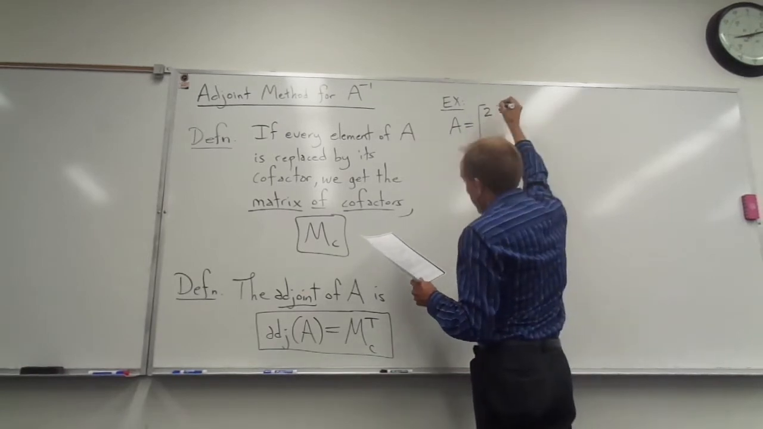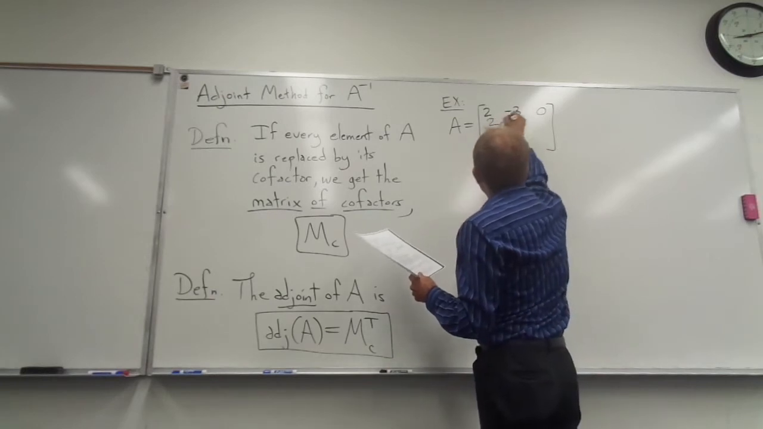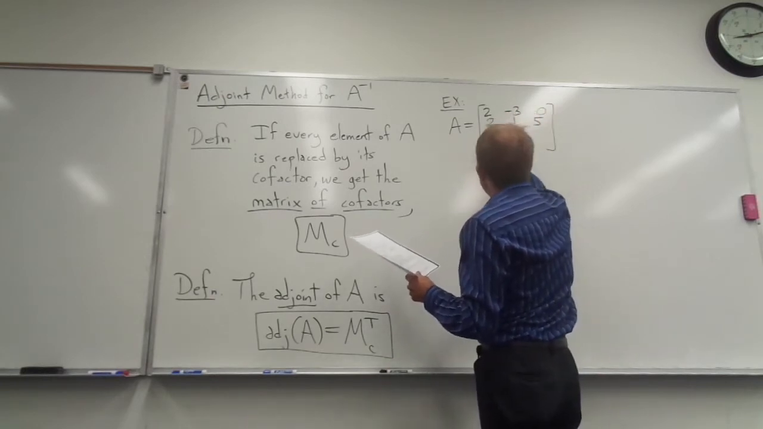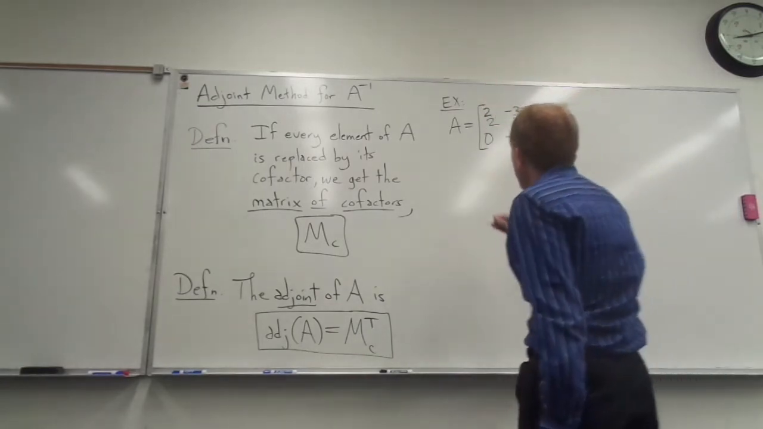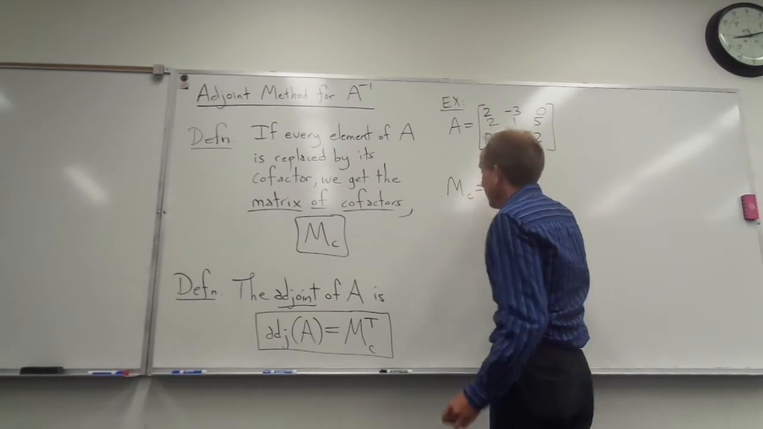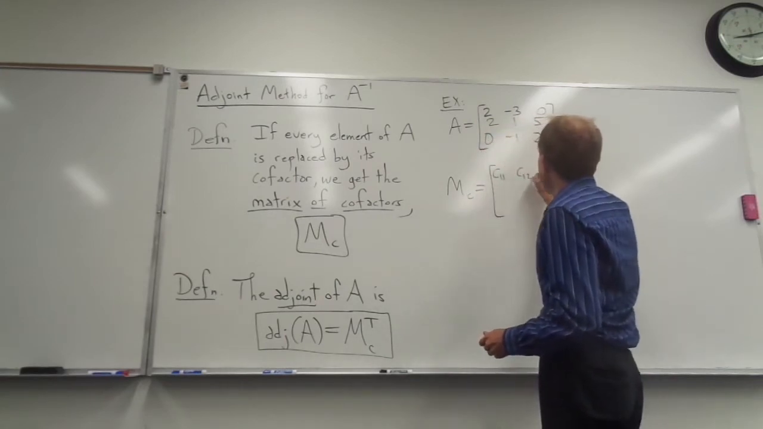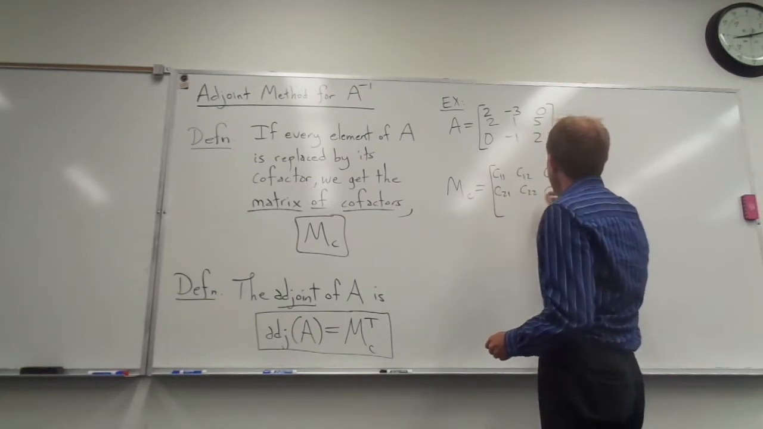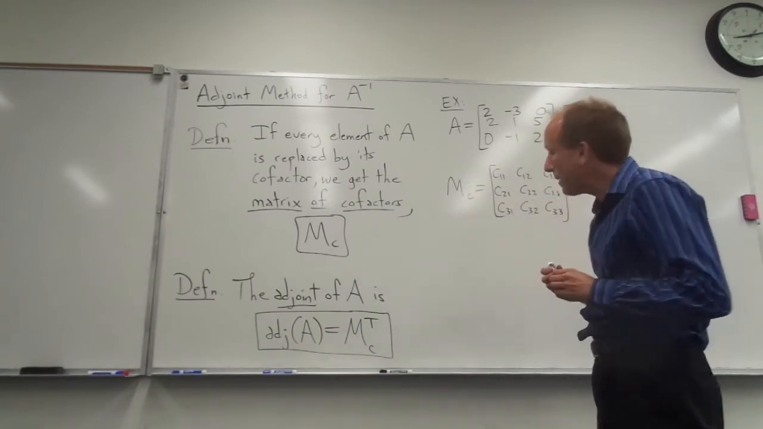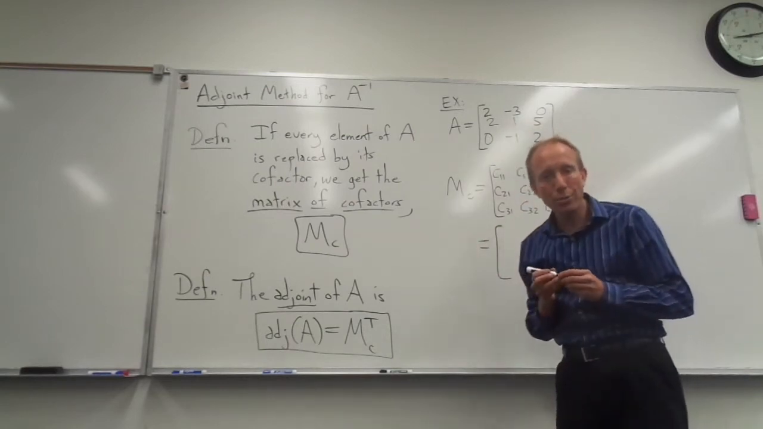So here's an example of a matrix: 2, -3, 0, 2, 1, 5, and 0, -1, 2. Okay? What we're going to try and do is write down the matrix of cofactors. So the matrix of cofactors is just the matrix C11, C12, C13, C21, C22, C23, C31, C32, C33. Right? Okay? So let's just work this out for this example. It's really not too difficult.